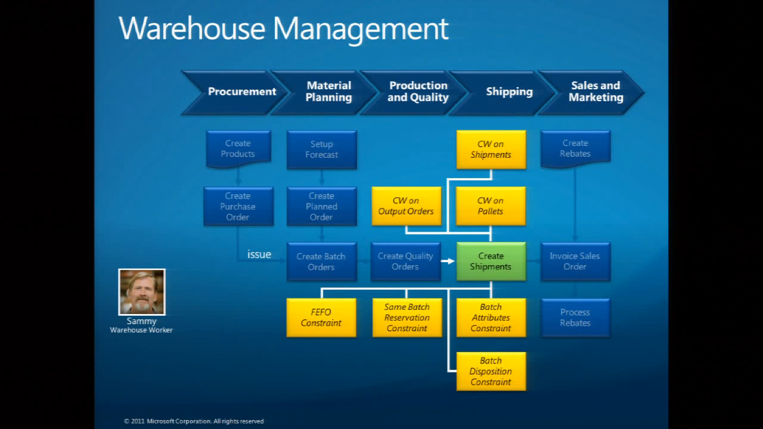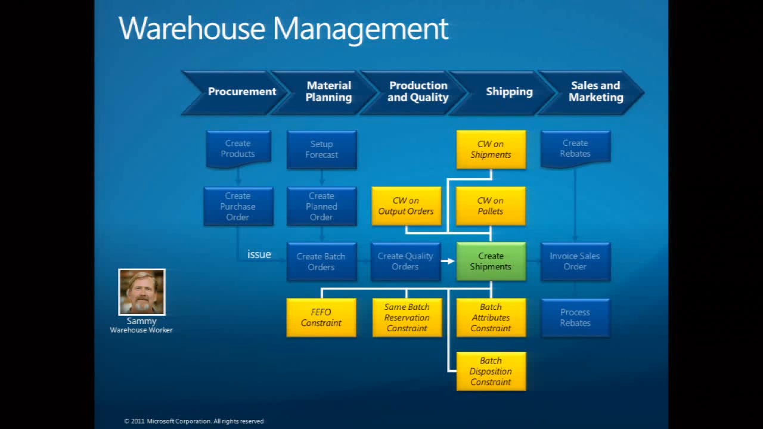FIFO constraint is the first expiry, first out. So you want to make sure that the items which are going to expire first are picked first, right? And you want to do that within warehouse management 2. This was not possible. This was a big change in AX 2012.